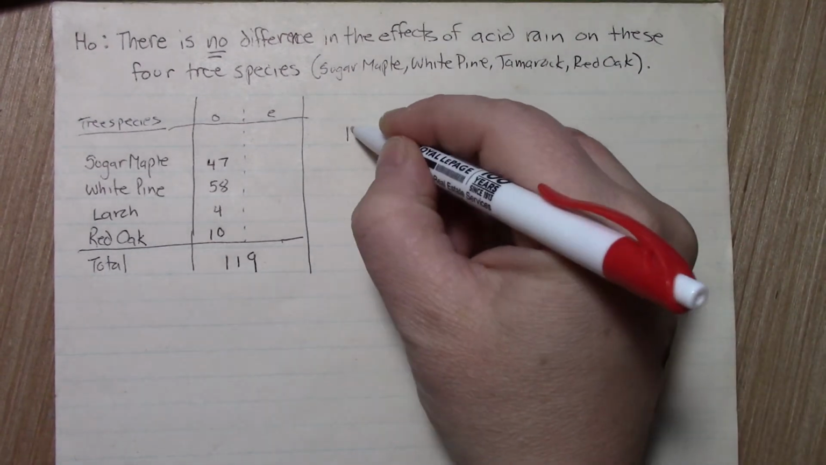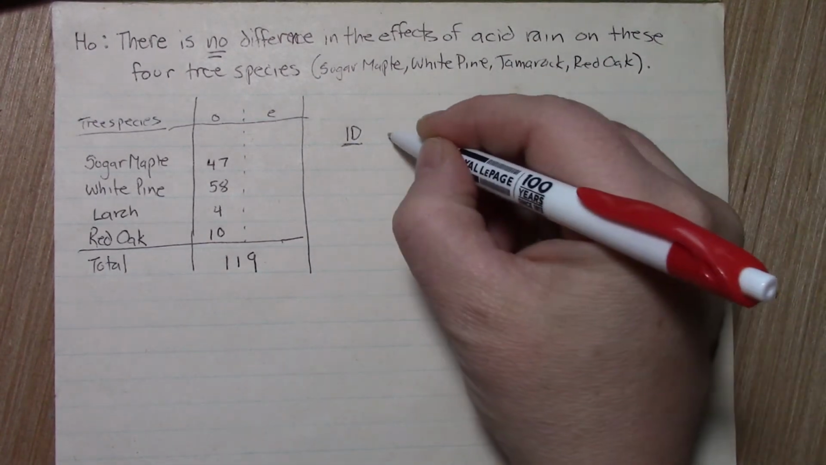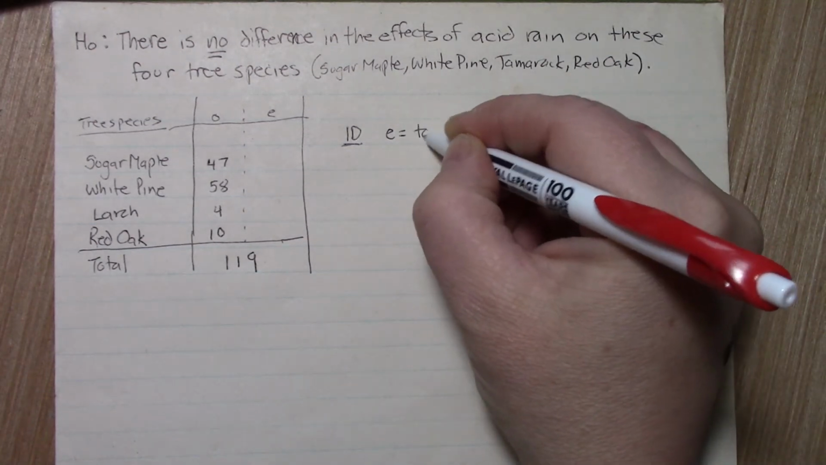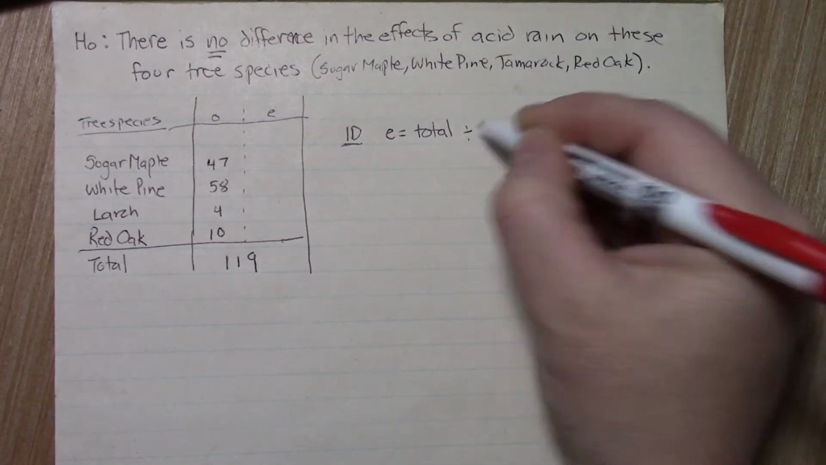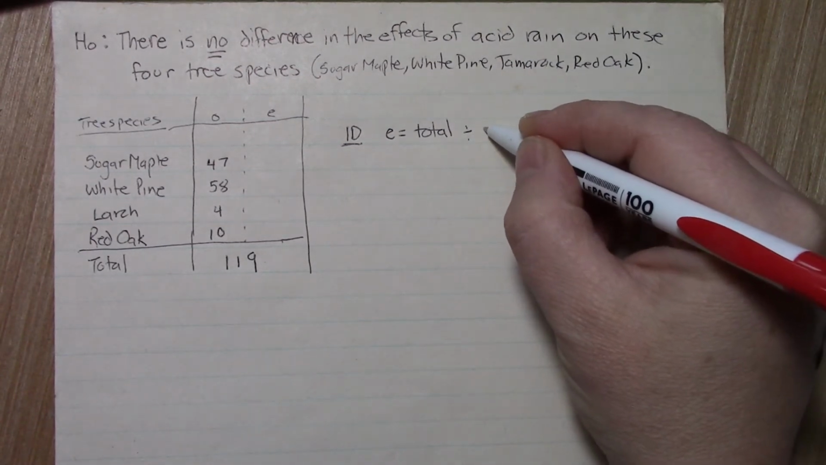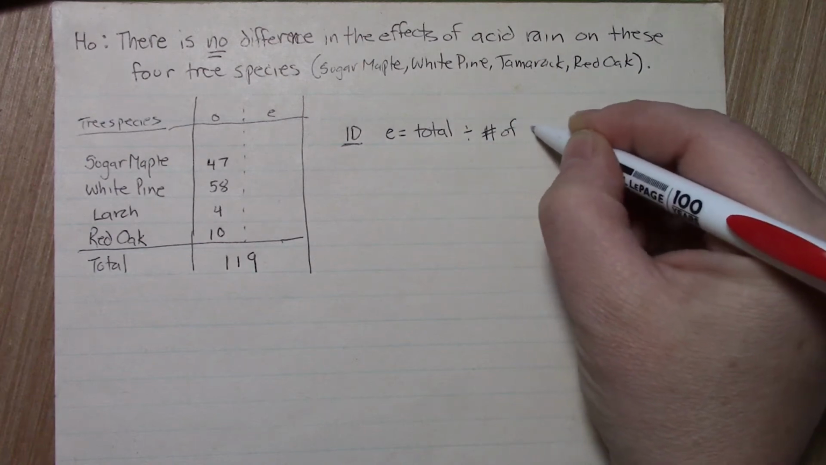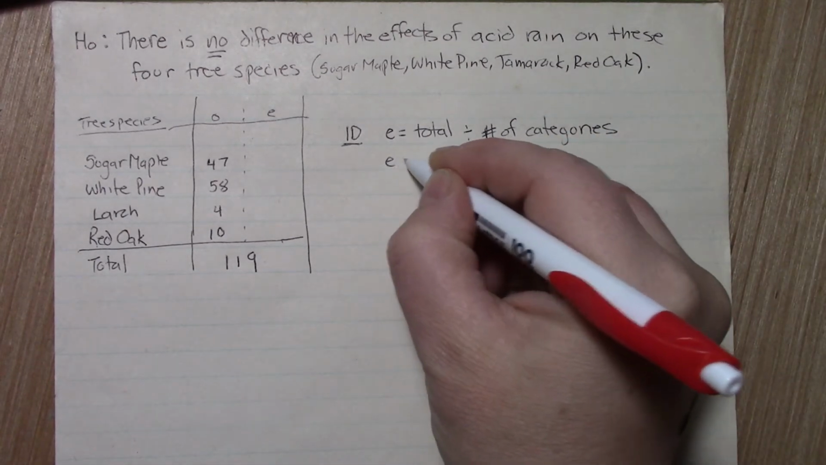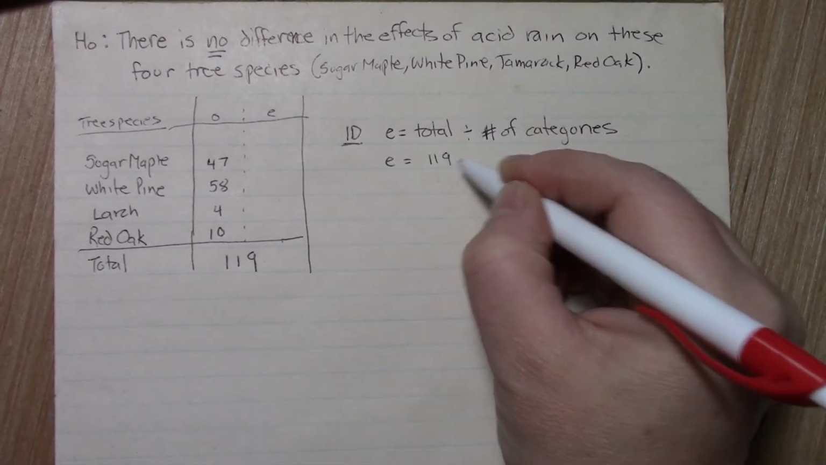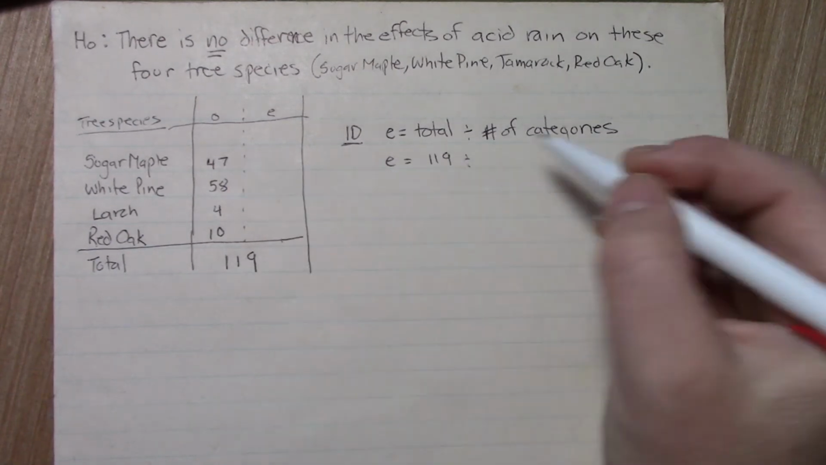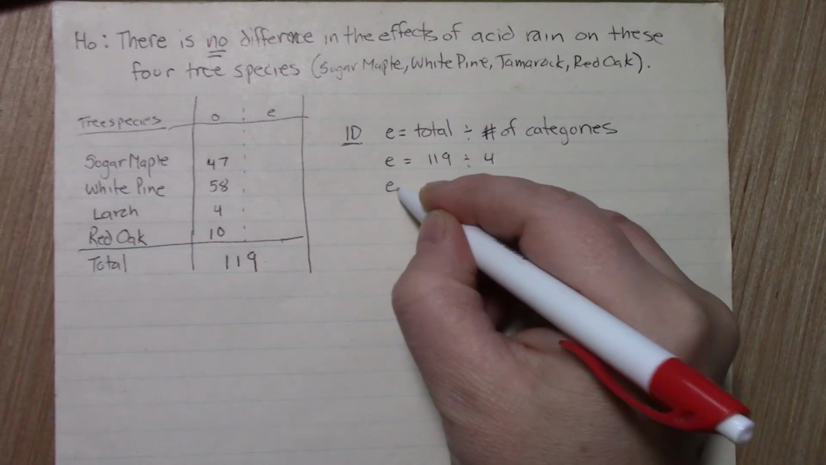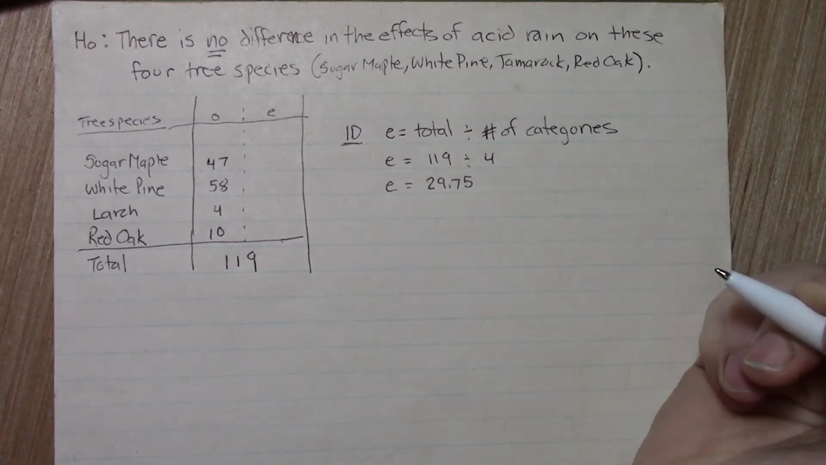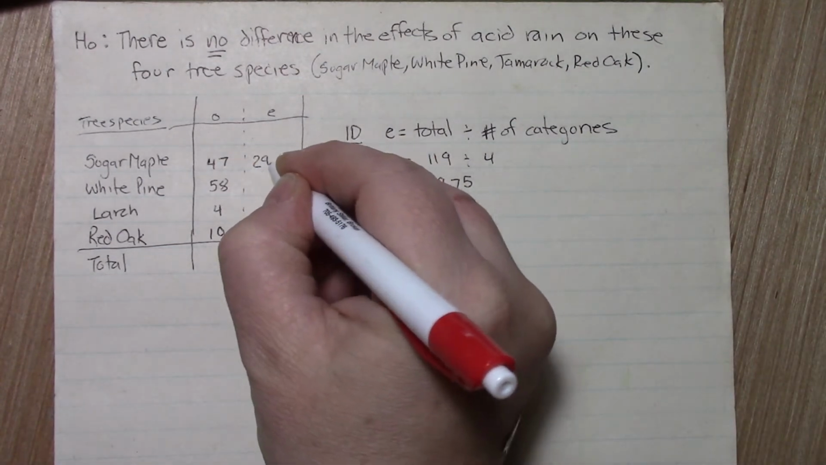Now when we're doing one-dimensional equations, expected equals our total divided by the number of categories. So in this case, E equals our total of 119 divided by 1, 2, 3, 4 categories. So that's 29.75. So then all of these get 29.75.